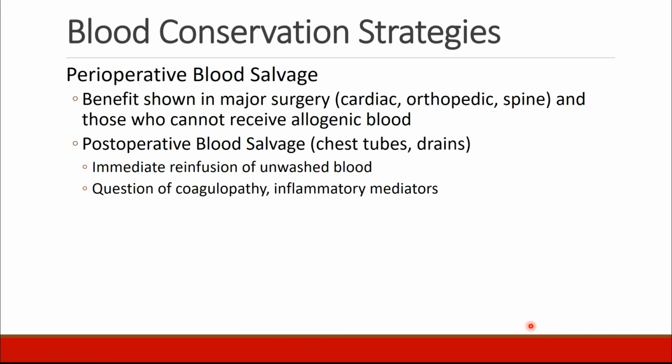There's also an idea called postoperative blood salvage, and this involves chest tubes or drains being collected, that blood being immediately reinfused, sometimes without even being washed. And there are different questions about whether this is appropriate, whether it may increase coagulopathy or infuse inflammatory mediators back into the patient.